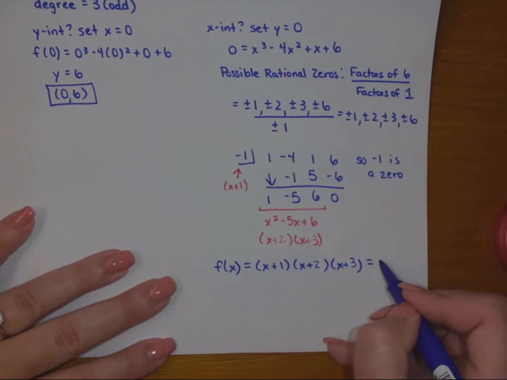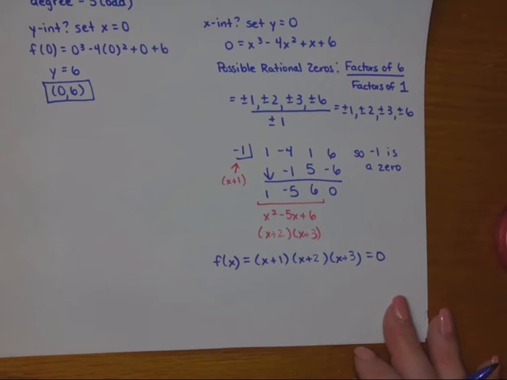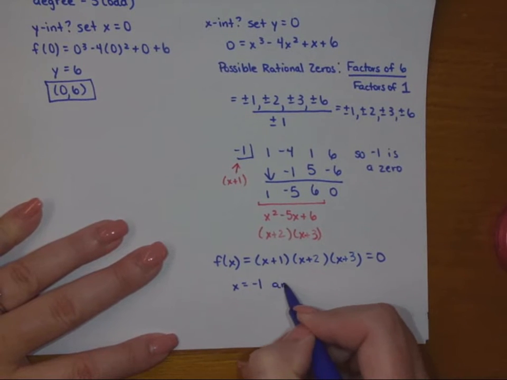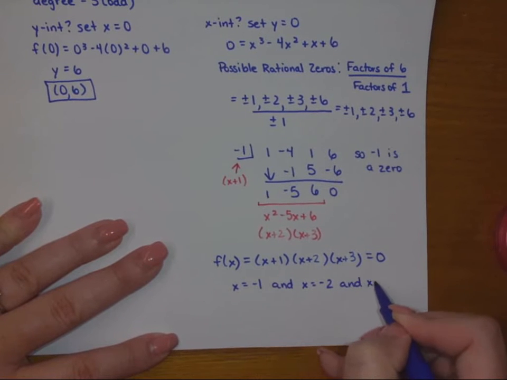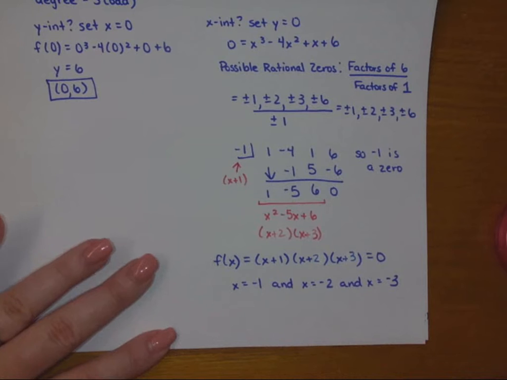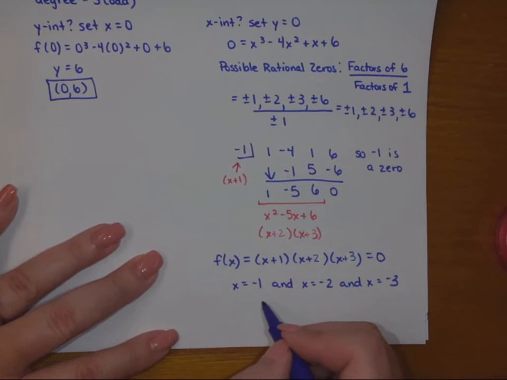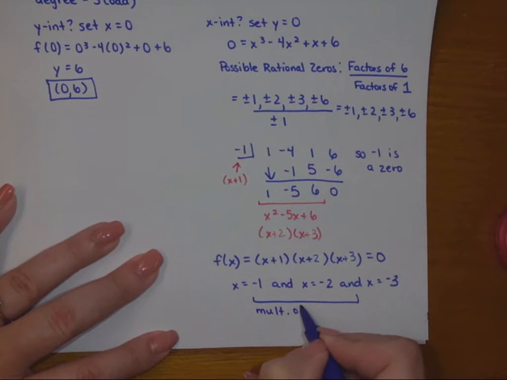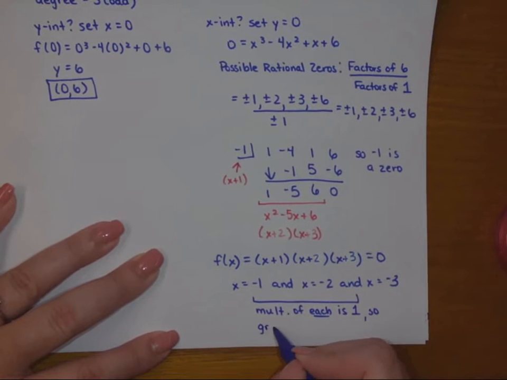Remember, the point of this was to set this equal to 0. Okay, it's just taking me a minute because it was an x cubed equation and I have to work out a little bit more stuff. So I end up getting x equals -1 and x equals -2 and x equals -3. I don't want to go into it for all of them, but the multiplicity of each of these is 1, so it means that the graph crosses for each of them.